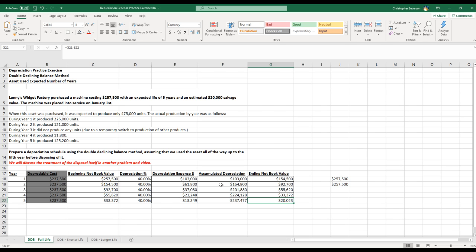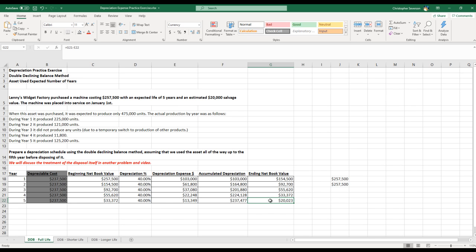I mean, we could switch this problem around and say, let's assume our estimated salvage value was $25,000 instead. In fact, let's do that. Let's take a look at this scenario, understand that it just so happened that we came very close to hitting the salvage value.